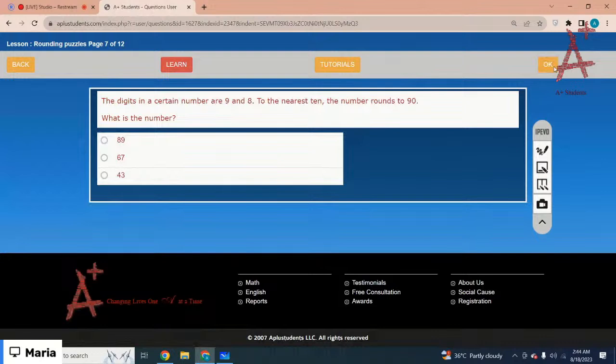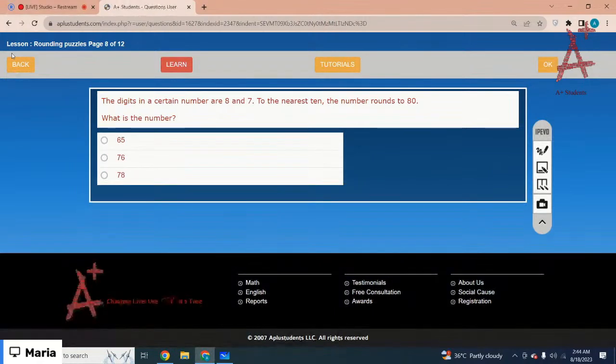The digits in a certain number are 9 and 8. To the nearest 10, the number rounds to 90. So which is the correct option? You can make two numbers, 89 and 98, right? If you round off 98, it would be rounded off to 100. So 89 is rounded off to 90. The correct option is 89.